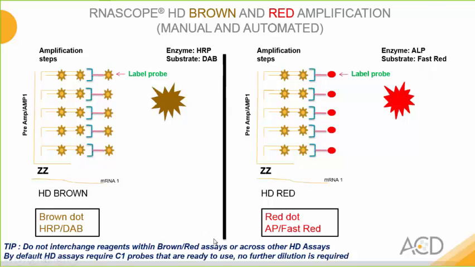We don't recommend interchanging reagents between a red and brown assay or mixing reagents from different kits or similar assays. This is because all of the detection kits are QC tested on the kit level before they're released for optimal performance. And also, as you can see, for the singleplex assay, the C1 probe is used. C1 probes are provided as ready to use and no dilution is required.